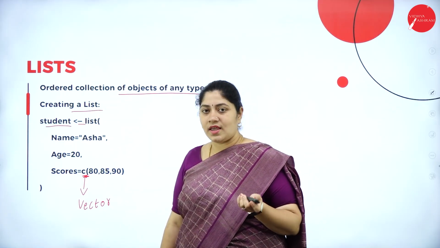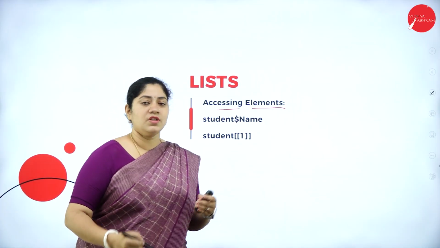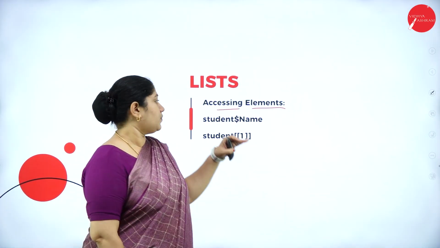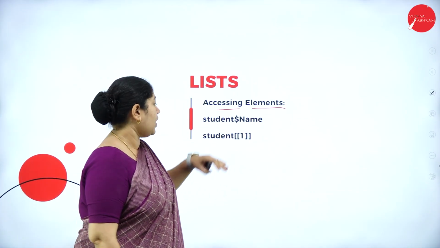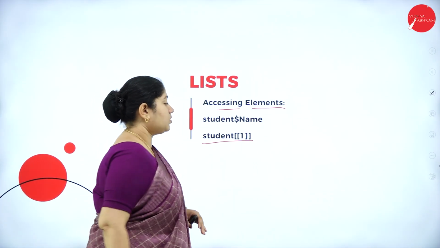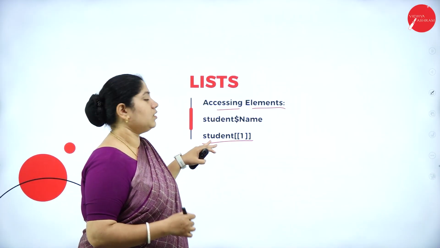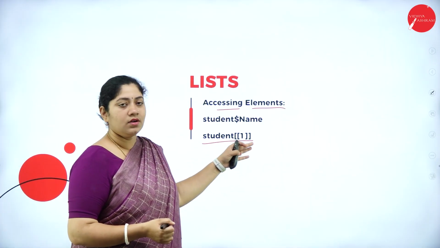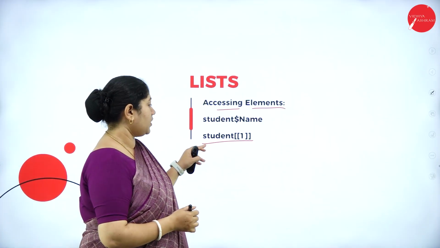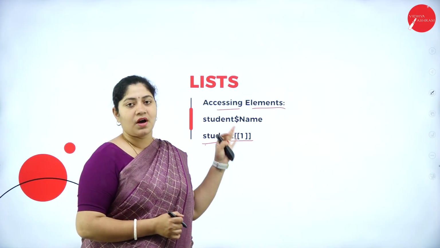So let's see next the accessing of elements. So how to access an element which is inside a list? For that we can utilize student$name, and we can also go in depth by defining which particular number. Yeah. So that's by the double square brackets. So yes, this is how we can access the element from our list.